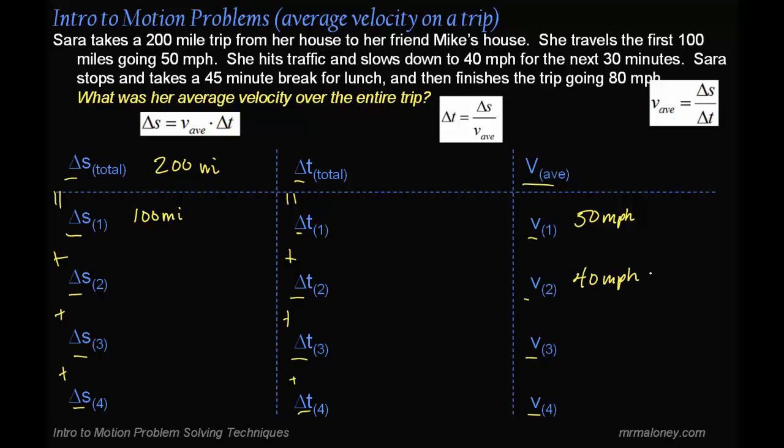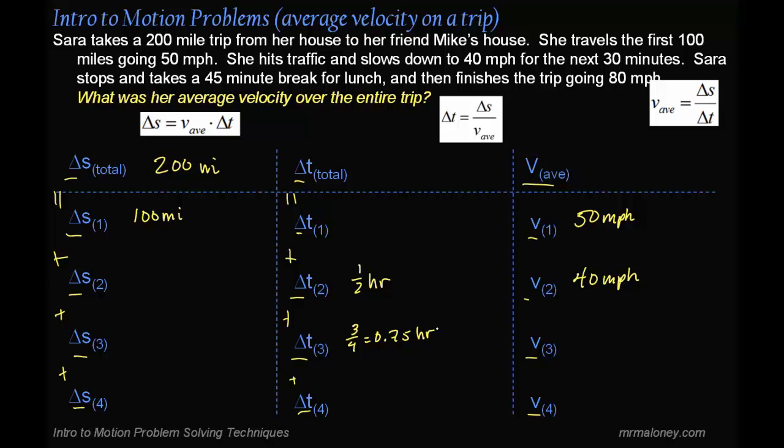For the next 30 minutes. So she's traveling the second part for 30 minutes. Now we've got to be a little bit careful here. Because our velocities are written in distances per hour, miles per hour, we want to make sure we use all of our times in hours. In this case, we're given minutes, but we know that 30 minutes is 1/2 of an hour. So I'm going to write it down as 1/2 of an hour for the second part of her trip. Sarah stops and takes a 45-minute break. So again, I'm going to write that as hours. 45 minutes divided by 60 is 3/4 or 0.75 hours.